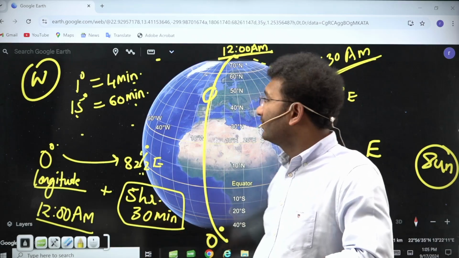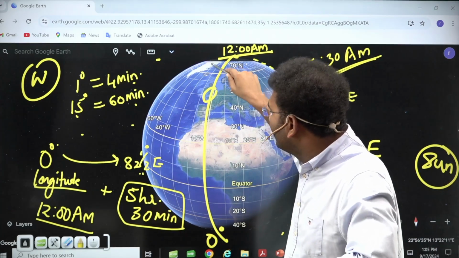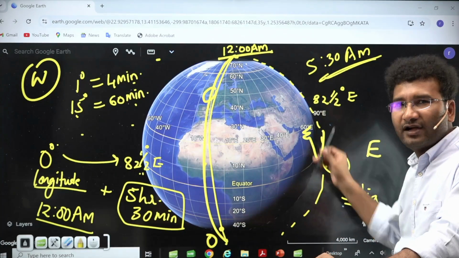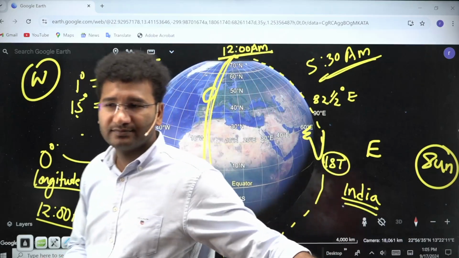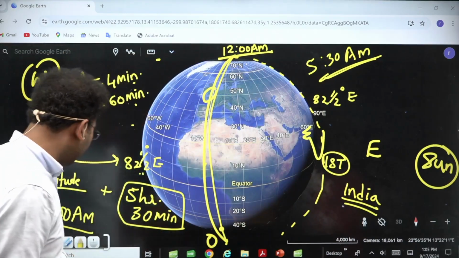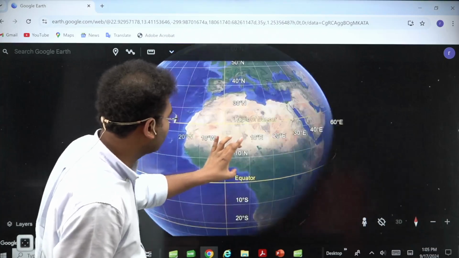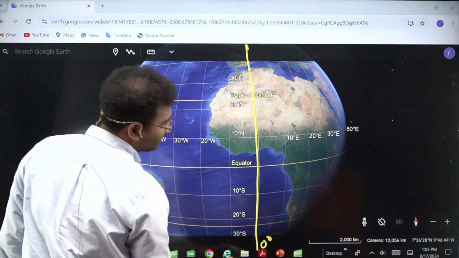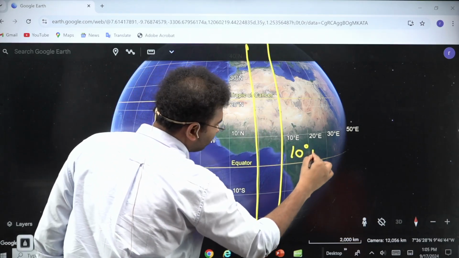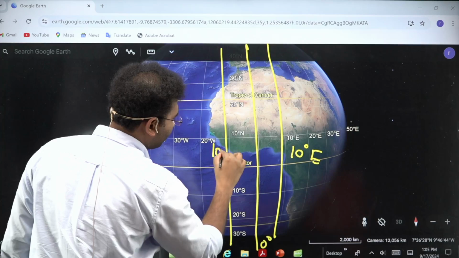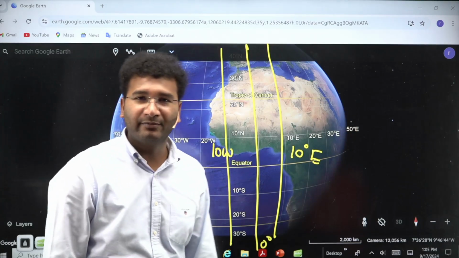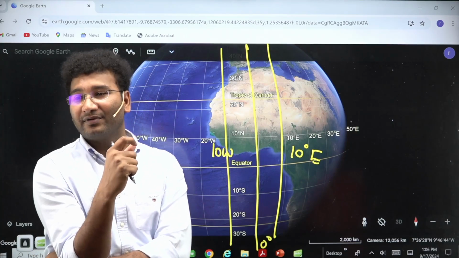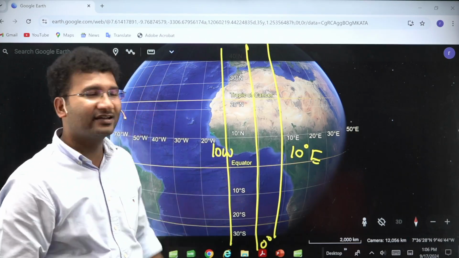Right? Now you tell me, see, this is 0 degrees, this is 82.5. I hope you got this concept. Any doubts? Okay. Now let me ask you one more question. This is prime meridian, 0 degrees. This is 10 degrees east and this is 10 degrees west. So what is the time gap between 10 degrees east and 10 degrees west? What is the time gap? How much time gap will there be between 10 degrees east and 10 degrees west point?